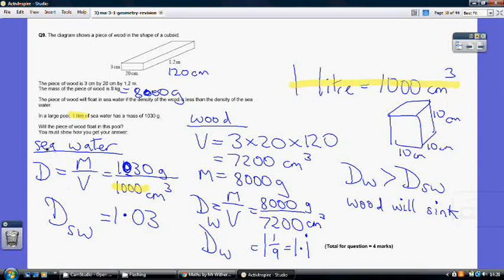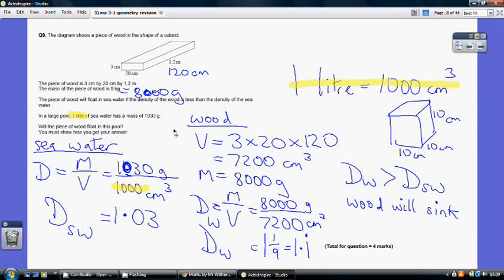Question 9. So, the seawater, density equals mass over volume. Now the seawater, we've got 1 litre of seawater having a mass of 1030 grams. So the mass is 1030, and then you need to appreciate that 1 litre is the same as 1,000 centimetres cubed. So the 1 litre is my 1,000 here. 1030 divided by 1,000 gives me a density of seawater of 1.03.